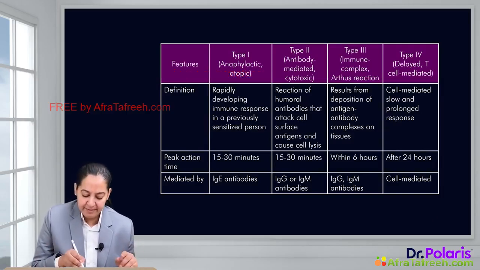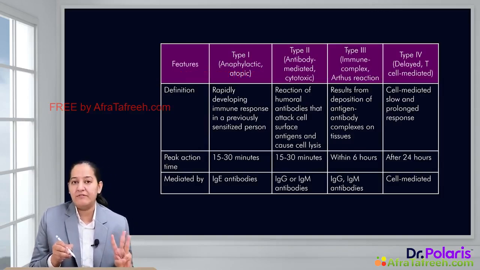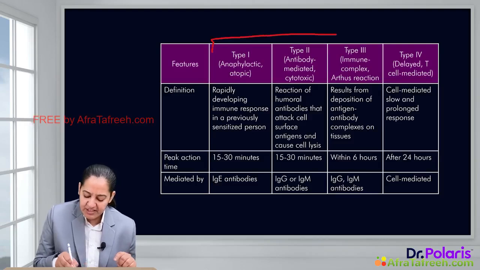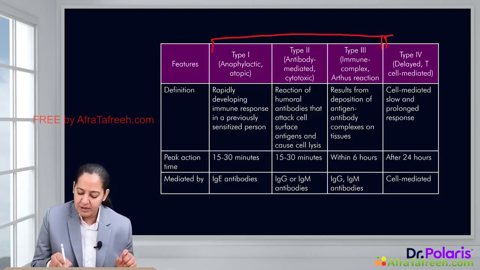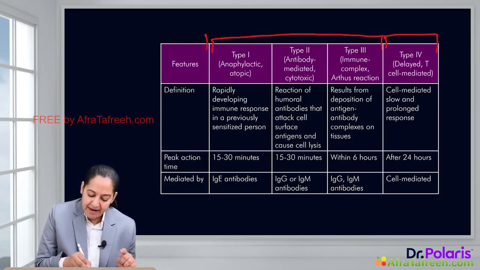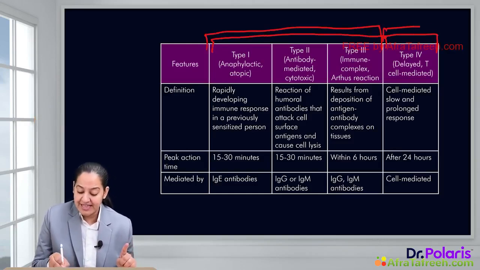What are the 4 types of hypersensitivity? Type 1, 2, 3, 4. Out of the 4 types, the first 3 types are immediate type and the last one is the delayed. The first 3 types are antibody mediated, but the last one is the cell mediated.